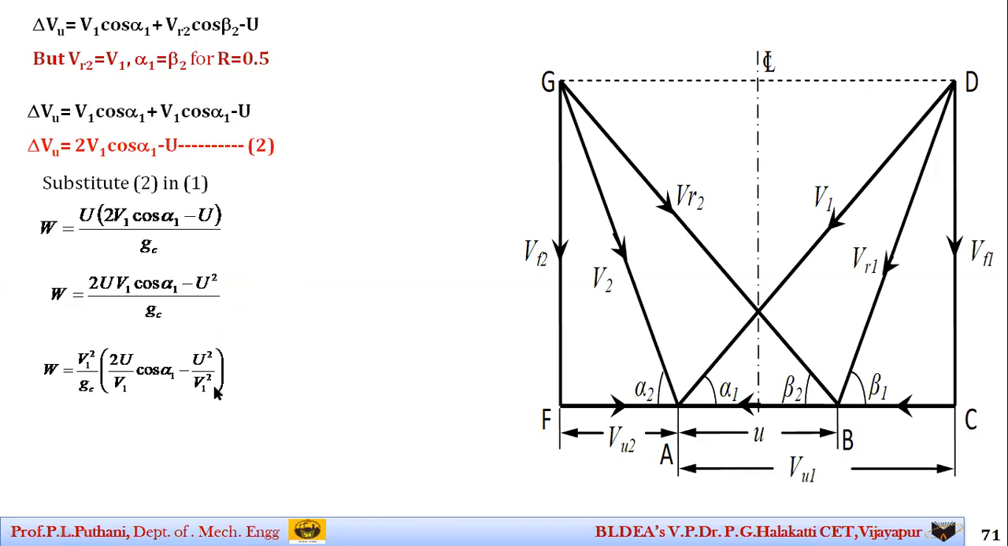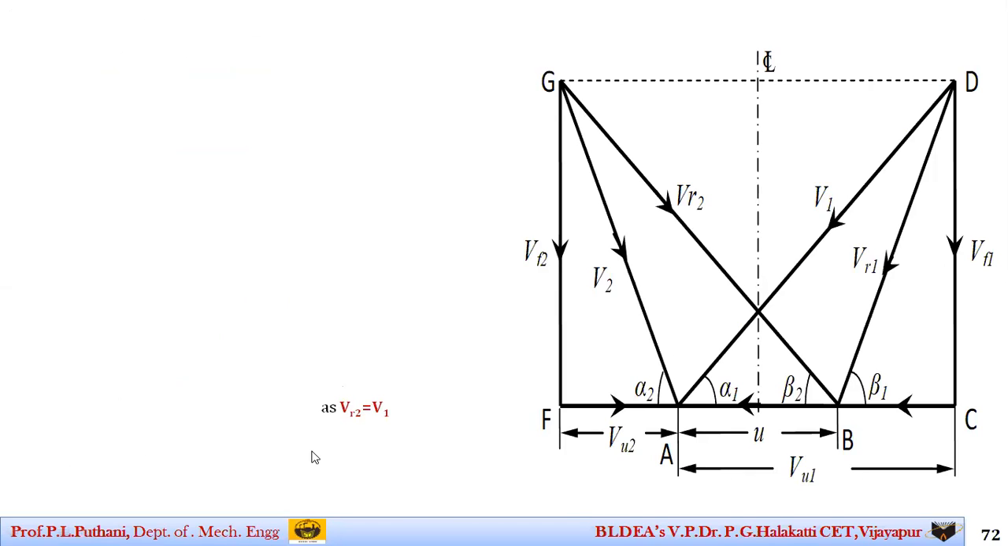In terms of pi, I get the equation now: u by v1 becomes pi here. Similarly, u square by v1 square becomes pi square. Therefore, in terms of the speed ratio, I get W as v1 square by gc into 2 pi cos alpha 1 minus pi square. This is equation number 3. This is the work W. Similarly, I need to go for finding the kinetic energy.